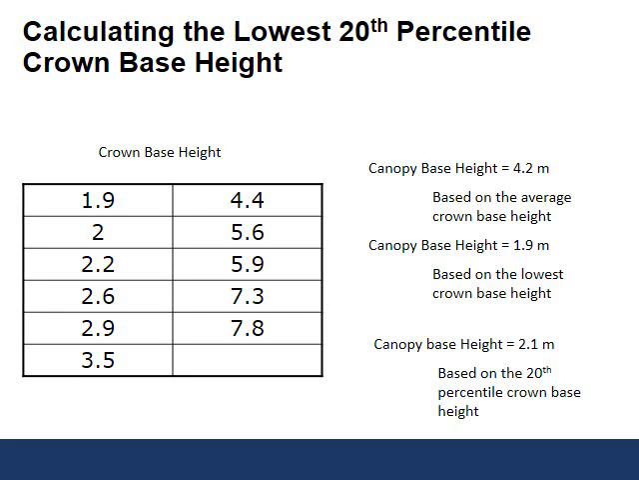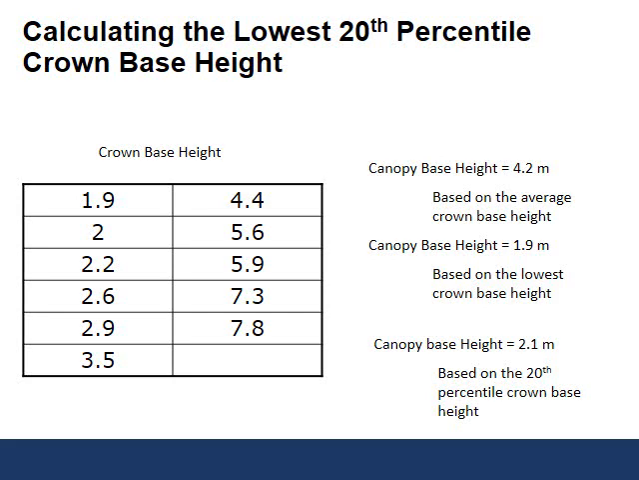Next, we need to locate the 20th percentile. To do this, you multiply the number of samples, crown base heights, by 0.2. This number tells you which value or cell is the 20th percentile. For our example, we get 2.2. So the 20th percentile is between cell 2 and 3, 2 and 2.2 meters. Since we only use the tenths digit, we will use 2.1 as our 20th percentile CBH.